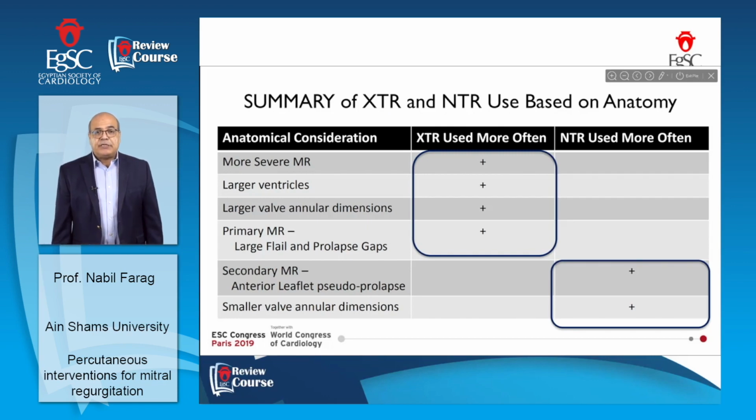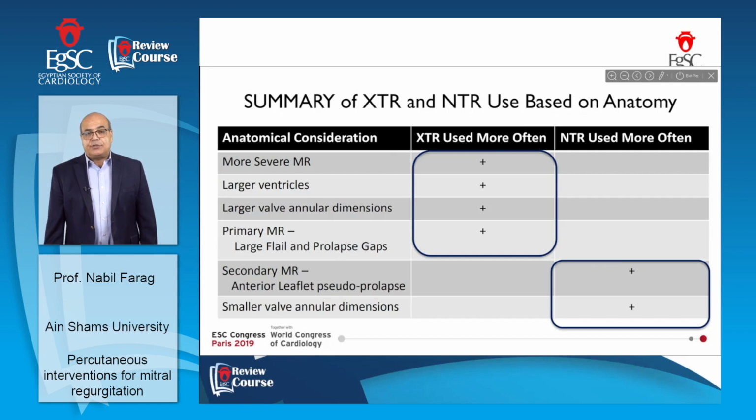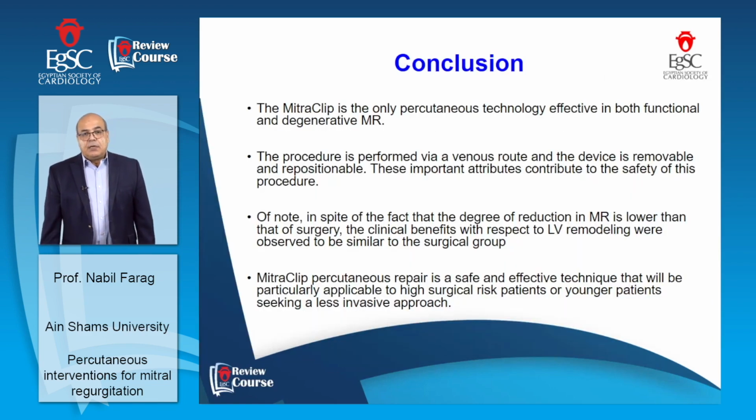XTR is preferred in patients with more severe mitral regurgitation, marked left ventricular remodeling and larger left ventricles, larger valve annular dimensions, and primary mitral regurgitation, flail and prolapse, with large flail and prolapse gaps, because XTR has longer arms than the NTR. And the NTR is preferred in patients with secondary mitral regurgitation and in patients with smaller valve annulus dimensions. So this is the main use of XTR and NTR.